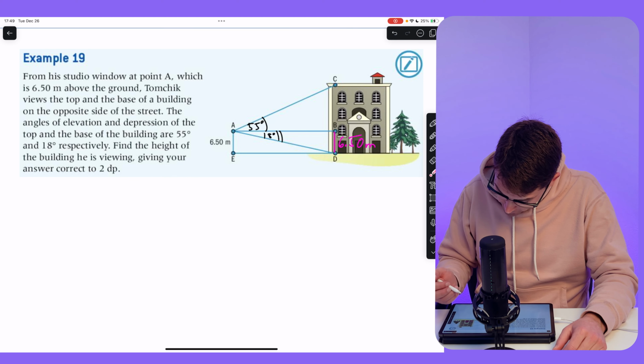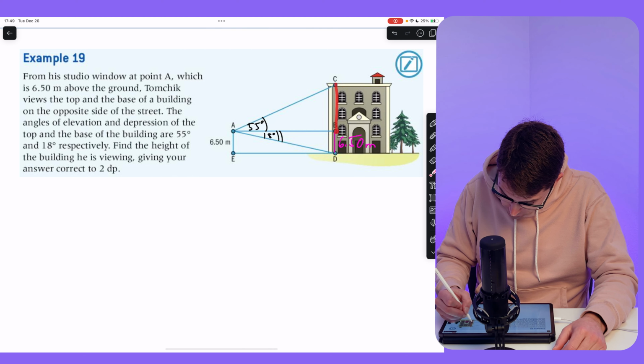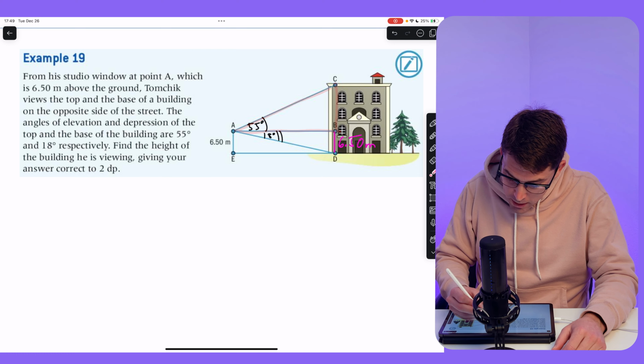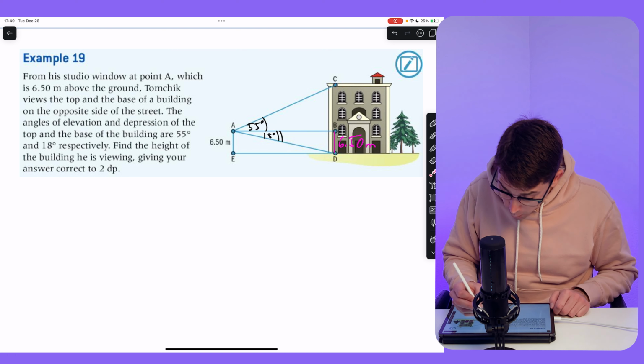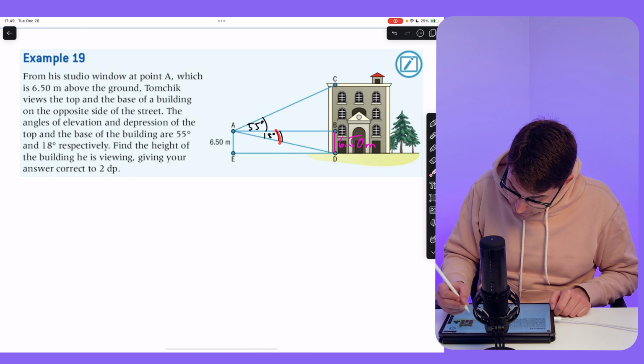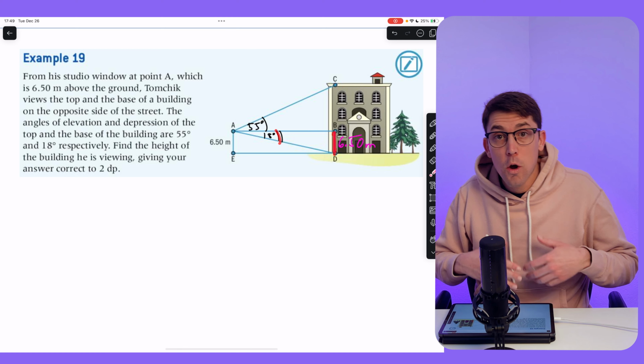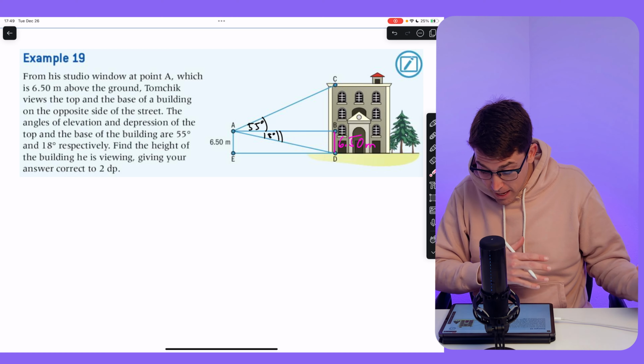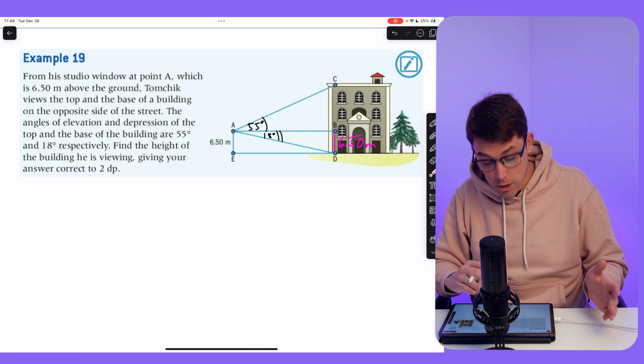The problem here is that we don't know what this is. We don't know what this is. We don't know what that is, meaning that we need to do something involving 2 knowns, in this case 18 degrees and 6.5, in order to give us something in that top triangle, so that way we then have an angle and a side and we can use a trig ratio.